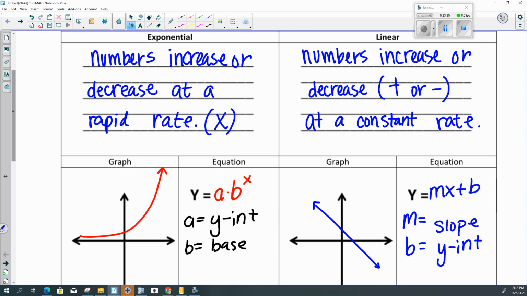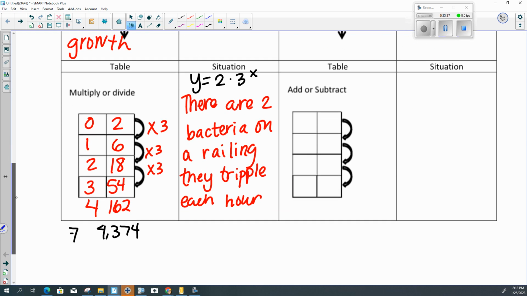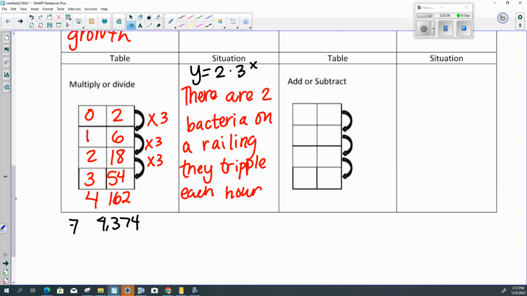Okay, let's look at the bottom. All right, the numbers I want you to put down here are 0, 1, 2, 3, and 8, 13. We'll start with that. 0, 1, 2, 3, and then 8 and 13.